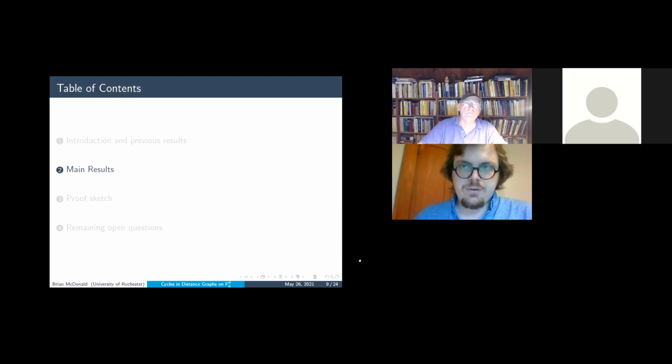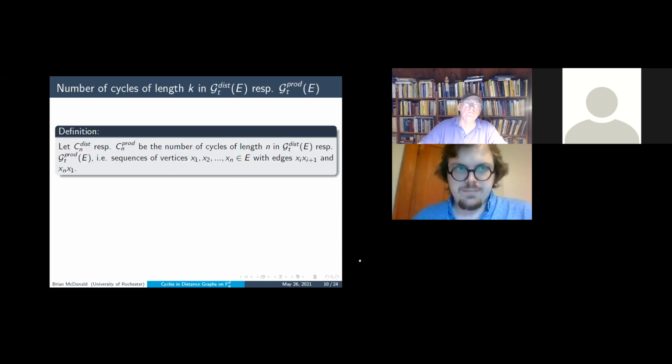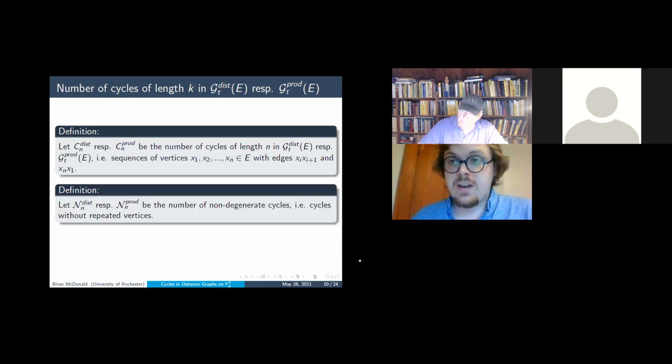Right. So what are our main results? So let C_n, and there could be two versions depending on if we're talking about the distance or the dot product case, but let C_n be the number of cycles of length n in the distance or dot product graph. Right, so by cycle, we just mean a sequence of vertices where x_i connects to x_{i+1}, and then it wraps around, x_n connects to x_1. And right, so these are possibly degenerate cycles. These ones, we would allow repeated vertices when we're counting these. And then if we want to specify the non-degenerate ones without repeated vertices, we'll use N_n.